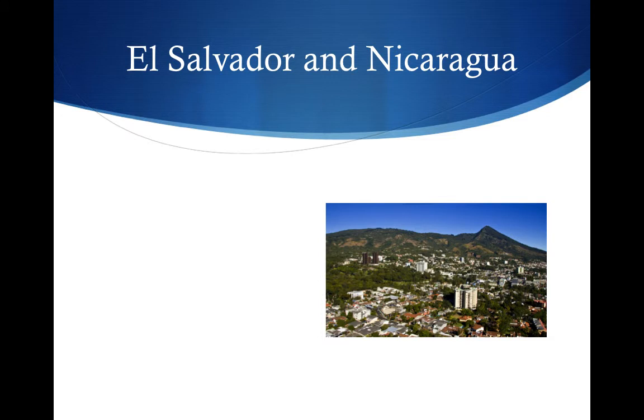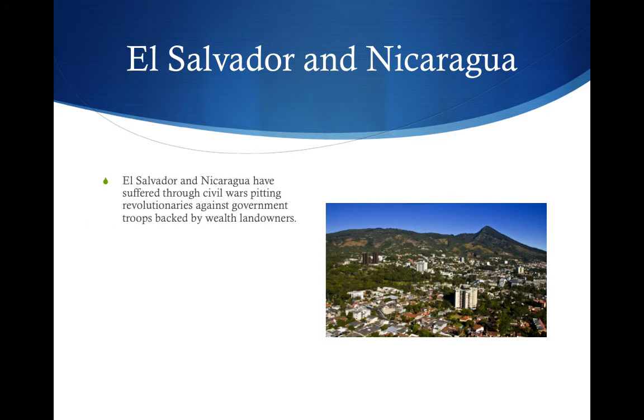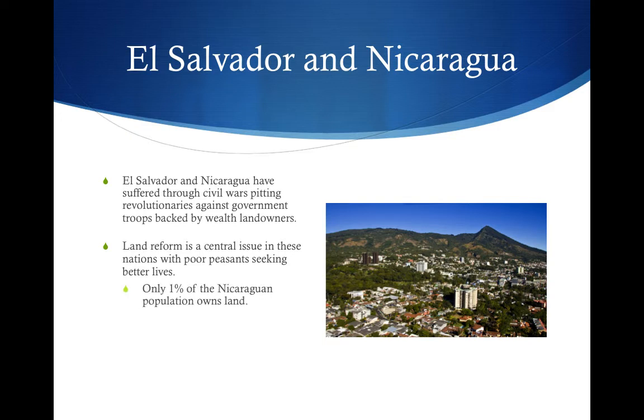El Salvador and Nicaragua. El Salvador and Nicaragua have suffered through civil wars, pitting revolutionaries against government troops backed by wealthy landowners. Land reform is a central issue in these nations, with poor peasants seeking better lives. Only 1% of the Nicaraguan population owns land. These countries have republican forms of government, but histories of dictatorships and military coups.